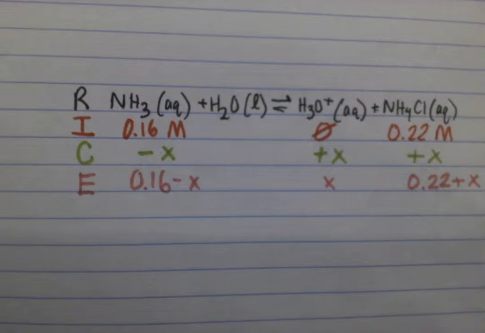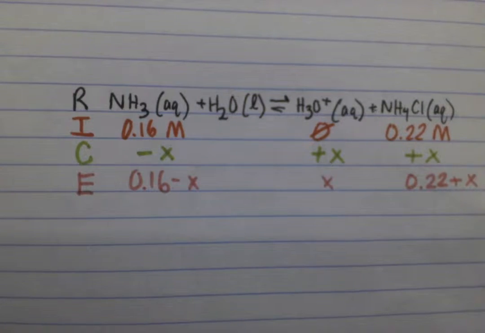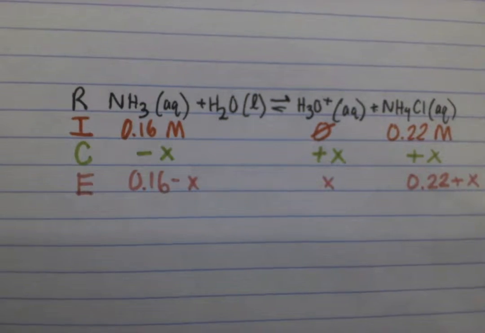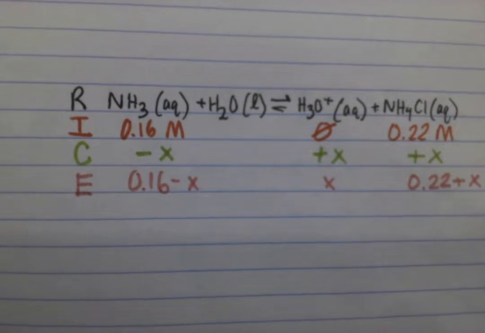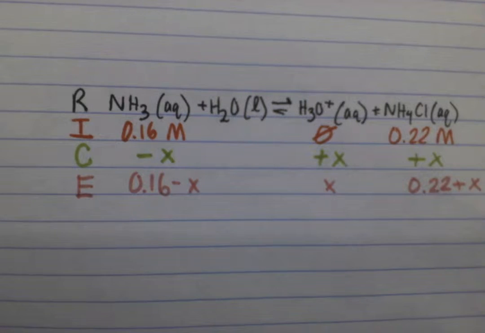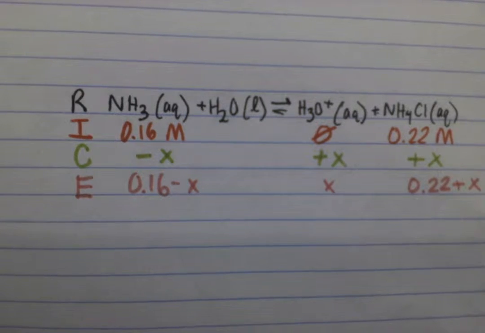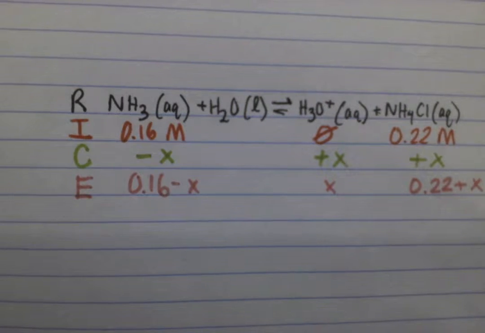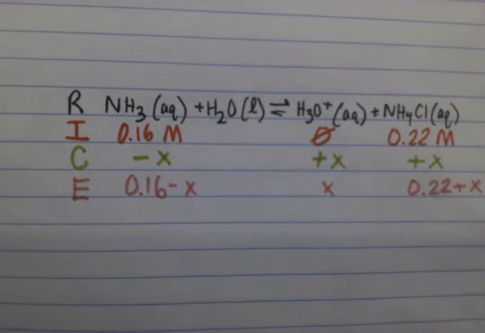Next, I stands for initial concentration, so we put in the initial concentrations given. For NH3, it's 0.16 molar. For H2O, it's a solvent and a liquid, so we leave that alone. And for H3O plus, we aren't given the concentration, so we assume it to be 0. And for NH4Cl, we are given 0.22 molar.